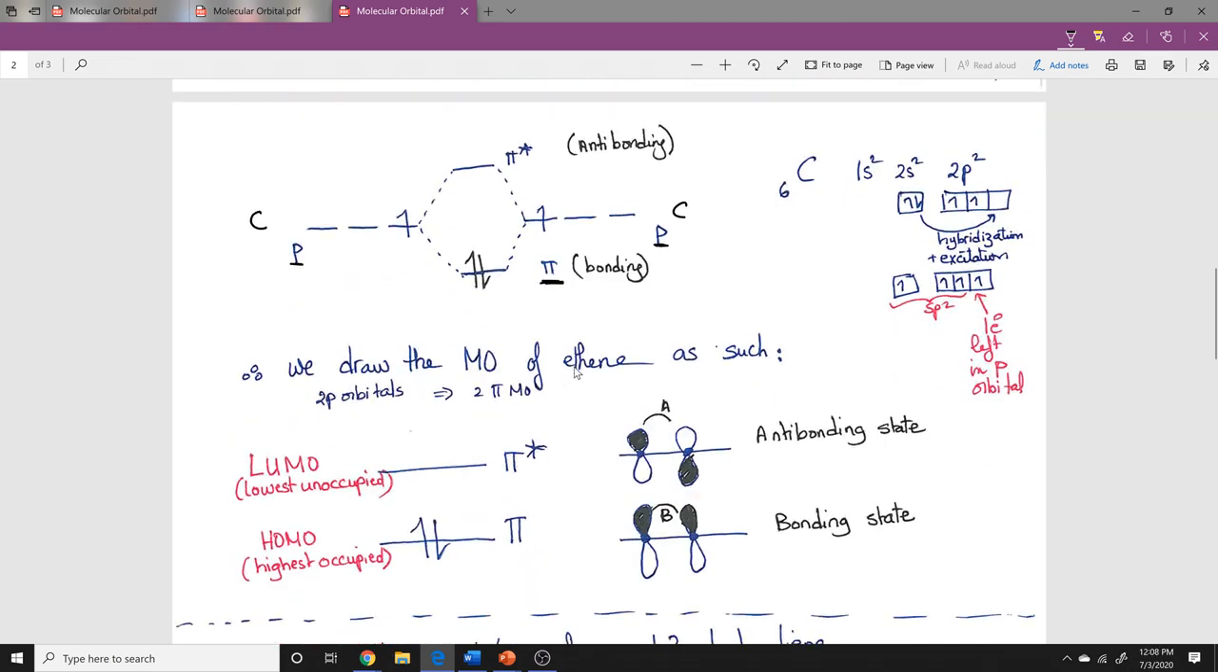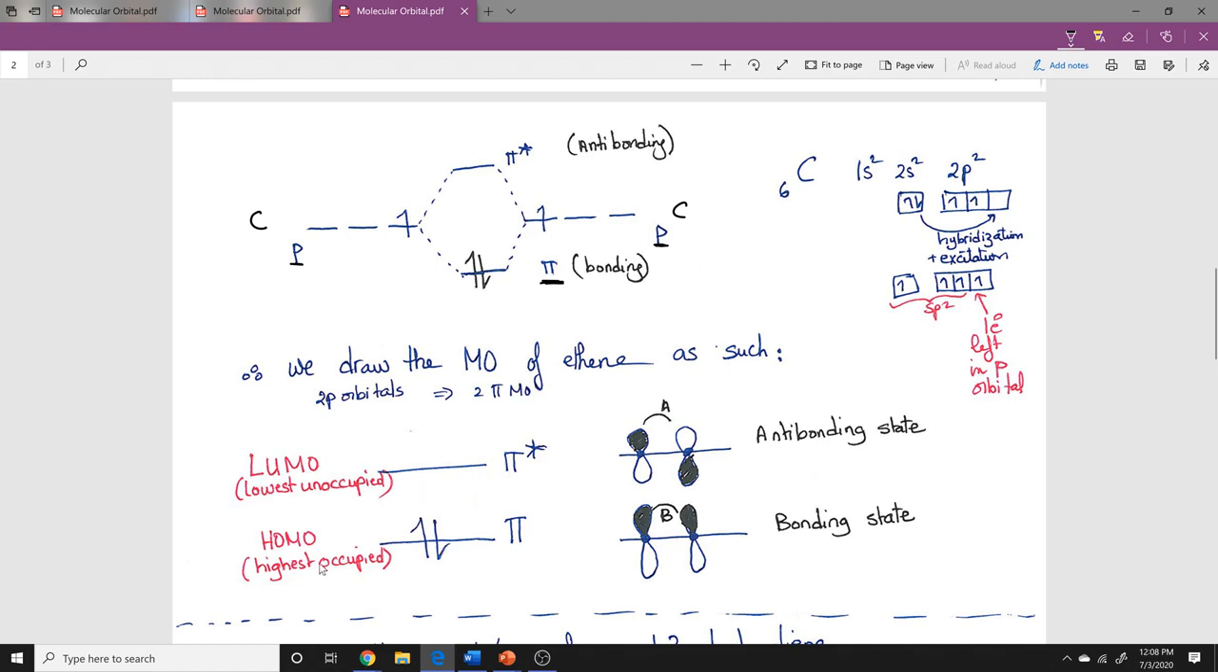So now if I want to draw the molecular orbital of ethene, you don't have to show the p atomic orbitals, just show the middle ones, the pi and the pi star. So we're going to show them over here. Normally with the pi molecular orbitals, which are basically the bonding and the anti-bonding molecular orbitals for pi, we give them a name. The name corresponds to the bonding state. So bonding states are occupied states, and anti-bonding states are unoccupied states.